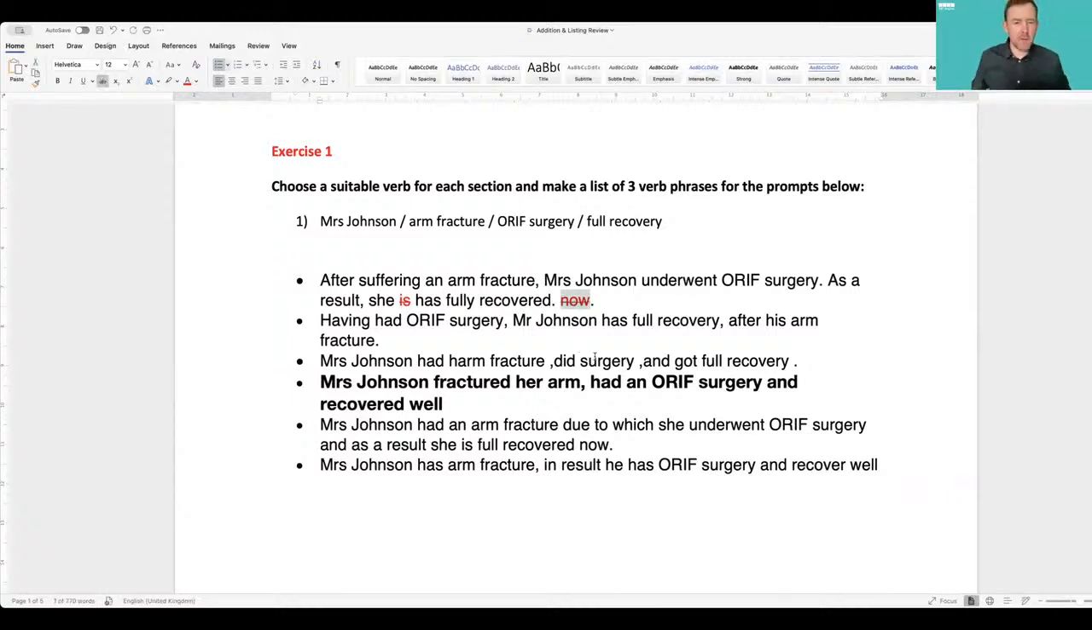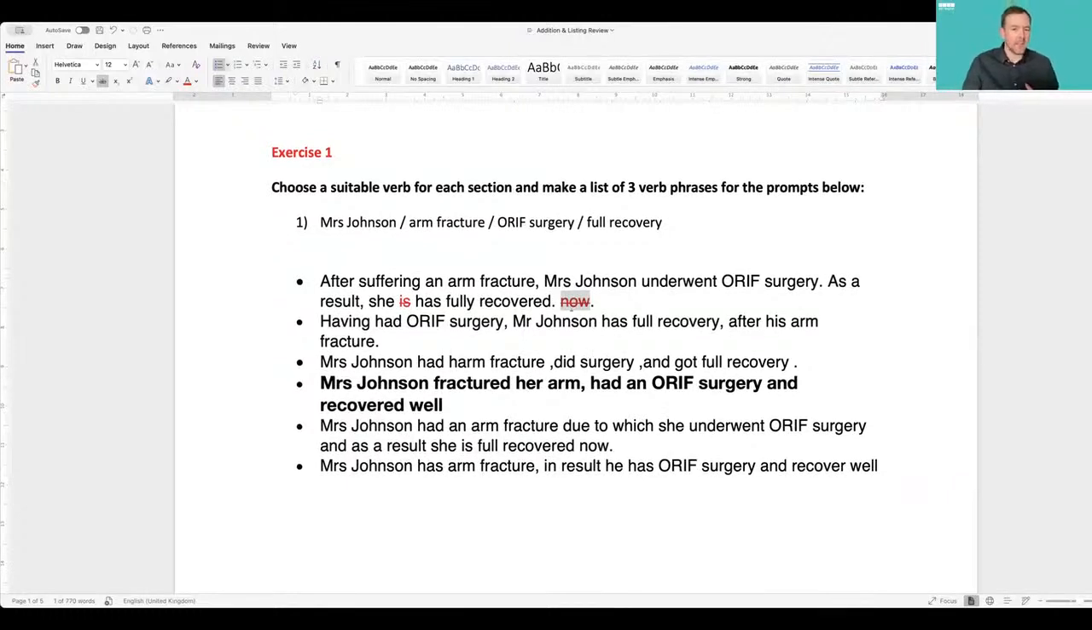So after suffering an arm fracture, okay. So we've gone with a sort of participle there. Mrs. Johnson underwent, as a result. So this has got no listing in.